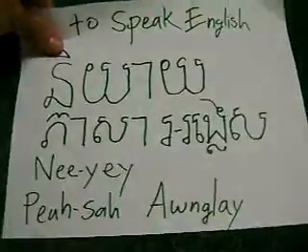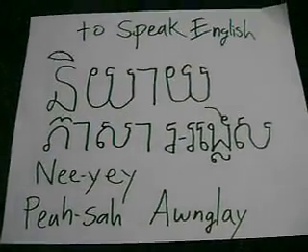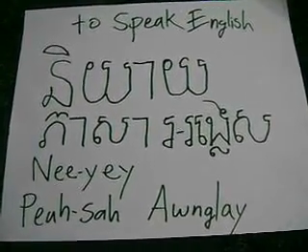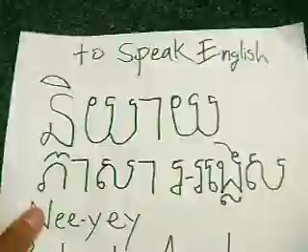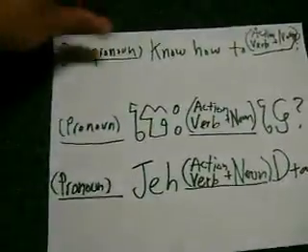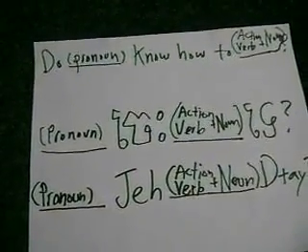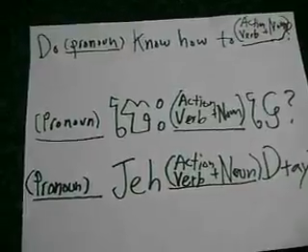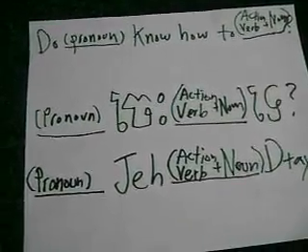Here it is, sorry. Nee-yey, Peah-Sah, Awnglay. So we're gonna use Bong and Nee-yey, Peah-Sah, Awnglay. So Bong Je Nee-yey, Peah-Sah, Awnglay, Dtay. Do you know how to speak English?